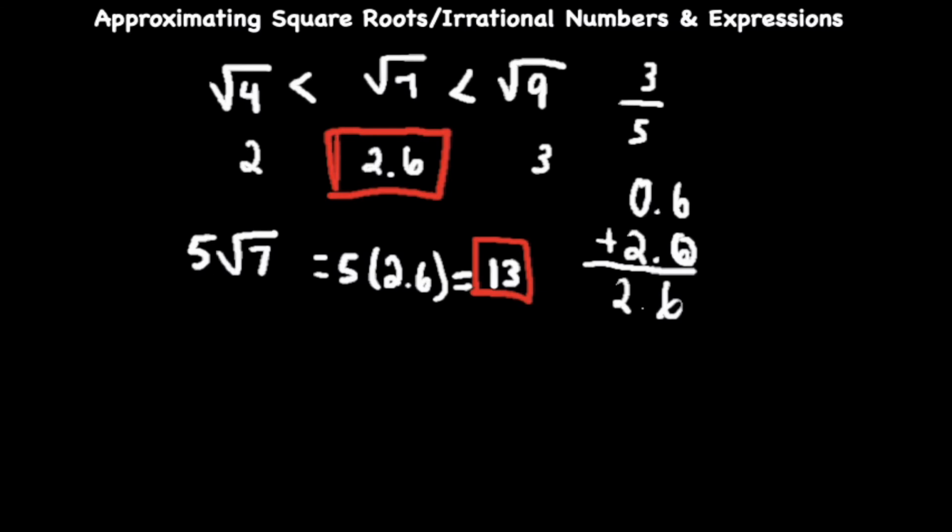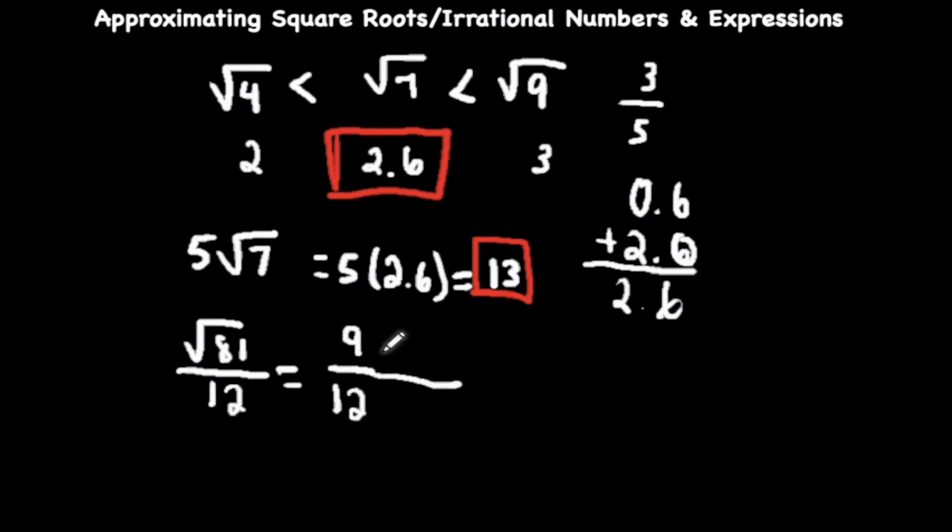Now let's say that you're given the square root of 81, and that's divided by 12. The square root of 81 is 9. Bring it down, divided by 12. Find the greatest common factor. 9 divided by 3 is 3. 12 divided by 3 is 4. So the square root of 81 over 12 is simply 3/4.